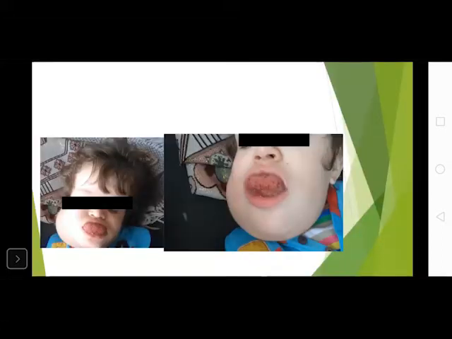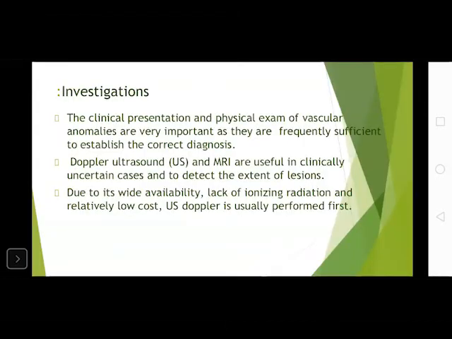And this is a photo of our patient at his initial visit to the vascular anomaly clinic. Usually the clinical presentation and physical examination of vascular anomalies are important, as they frequently help us reach the correct diagnosis. We also use Doppler ultrasound and MRI to reach the diagnosis when it is uncertain and to know the extension of the lesion.